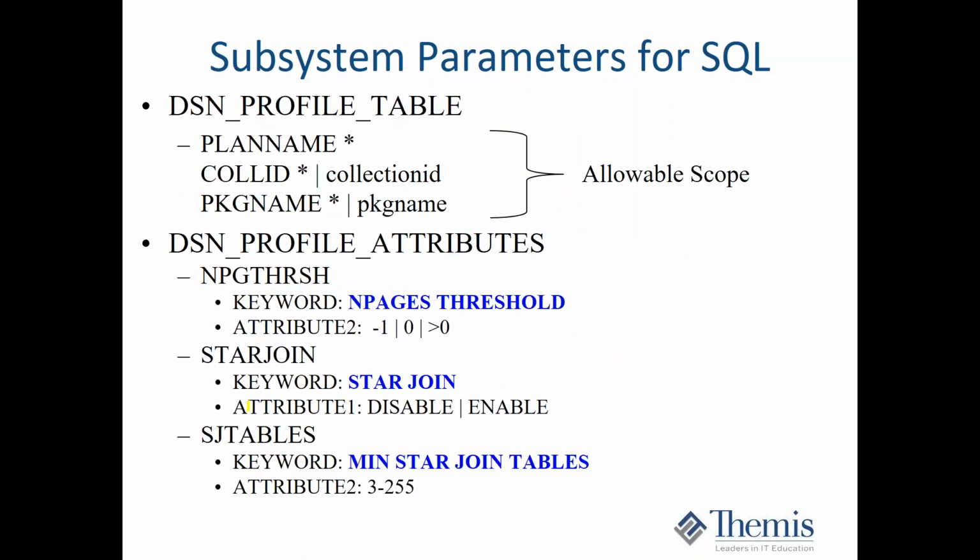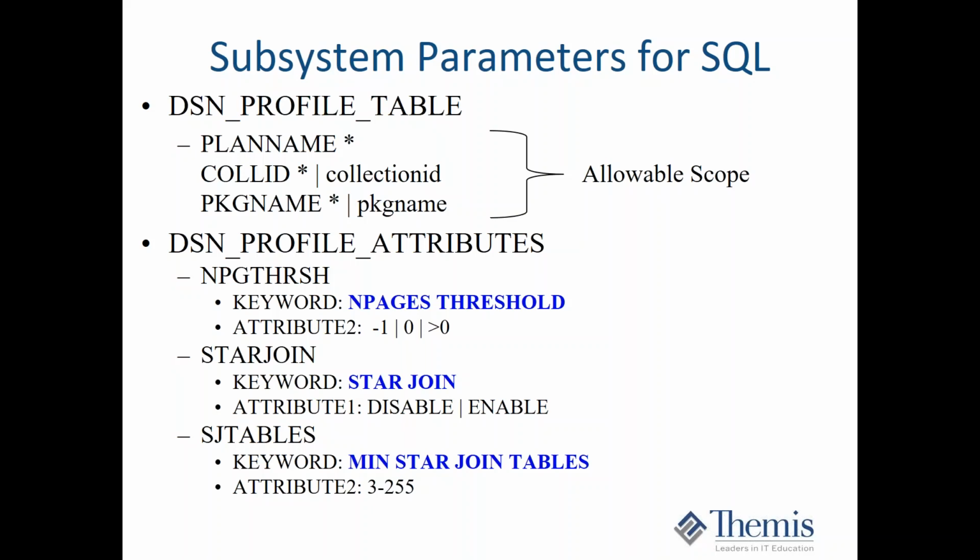And subsystem. This is the last group I'm going to talk about. You can do subsystem overrides for your distributed apps by plan, by subsystem parameter overrides for SQL. Actually, these can be global. Okay, you can say all plans, asterisk. Or you can narrow it down to certain collections or packages within collections. But if you want it for everybody, plan asterisk, collection ID asterisk, package name asterisk. And then you can do overrides.